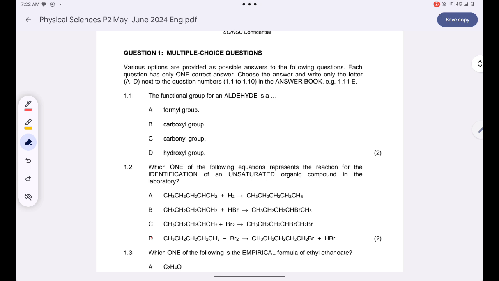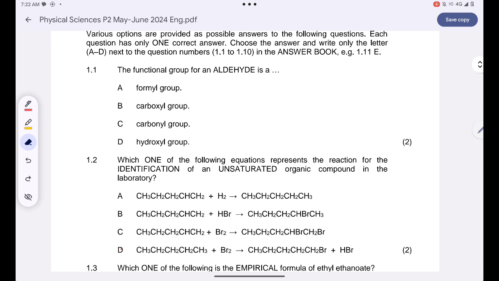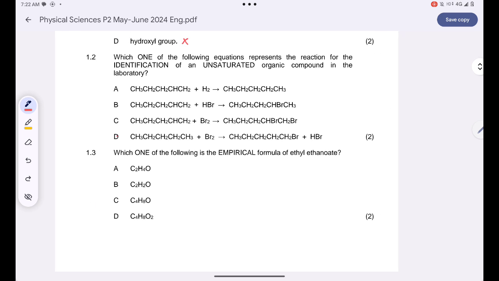Question 1 is just a multiple choice question. Question number 1: what is the functional group for aldehydes? We must just continue the statement. The functional group for an aldehyde is a formyl group. Carboxyl group belongs to a carboxylic acid. Carbonyl group belongs to ketones, and hydroxyl group belongs to alcohols.